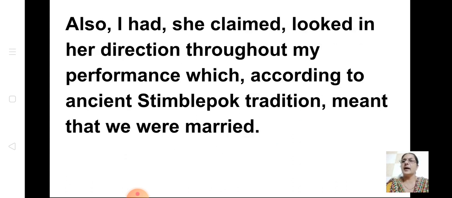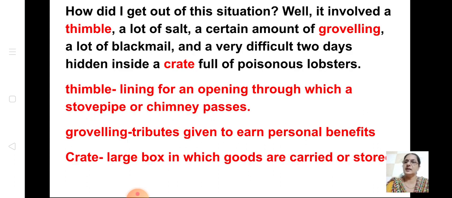Now also I had, she claimed, looked in her direction throughout my performance, which according to ancient Simple Pop tradition meant that we were married. According to that tradition, if somebody looks at the singer throughout the performance, fully without closing the eyes, it means that they are married. So I'll read this again. She was looking at him throughout his performance, which meant that they were married already. She is thinking that they were married because she was seeing him throughout his performance. See, all the hard words, I have marked them and written the meanings.